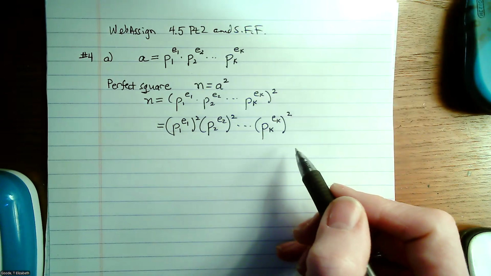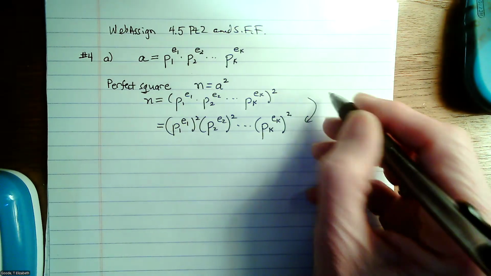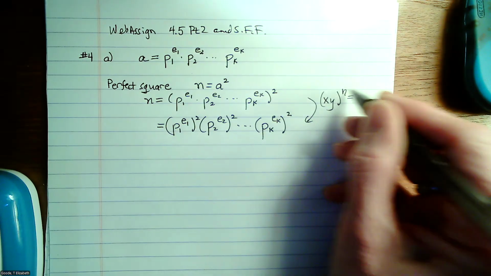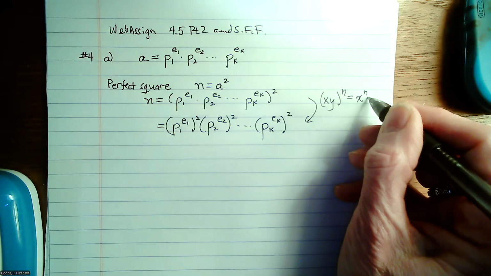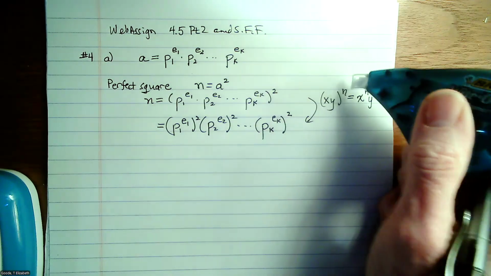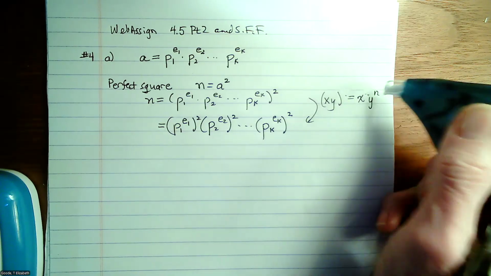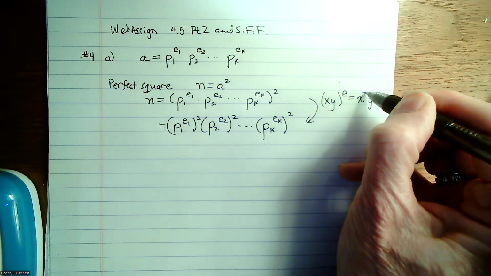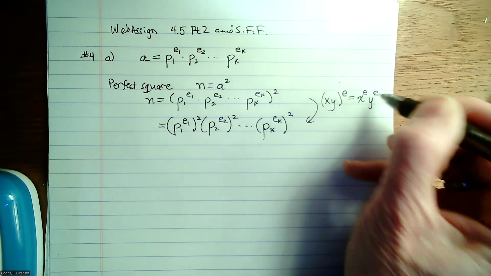That's a law of exponents, right? And that's the law that says if we have xy to the n, we can distribute that exponent n across the factors. And that's what we're doing here. Maybe I should call it e for exponent. We can distribute that exponent across the factors.